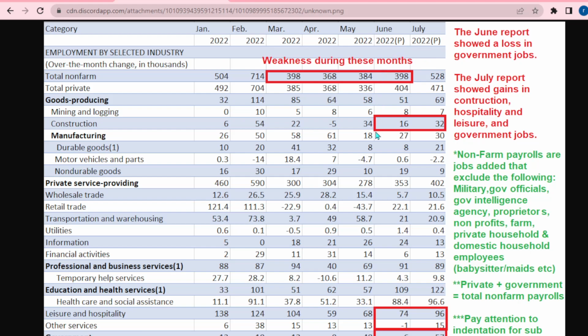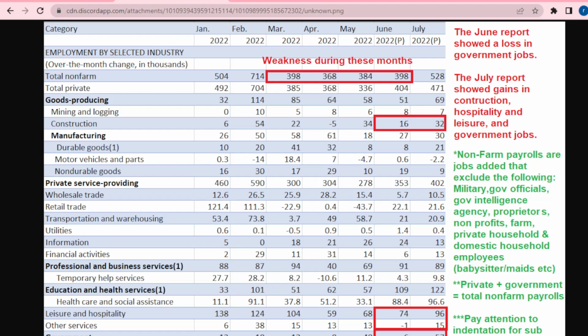So if we're just looking at this July report and we're comparing it to this June report, well, if we go down to government jobs, here in June, we lost 6,000 government jobs. But here in July, we added 57,000. So that's actually a pretty big increase. So that actually made a pretty big contribution into why July's jobs data was pretty strong.